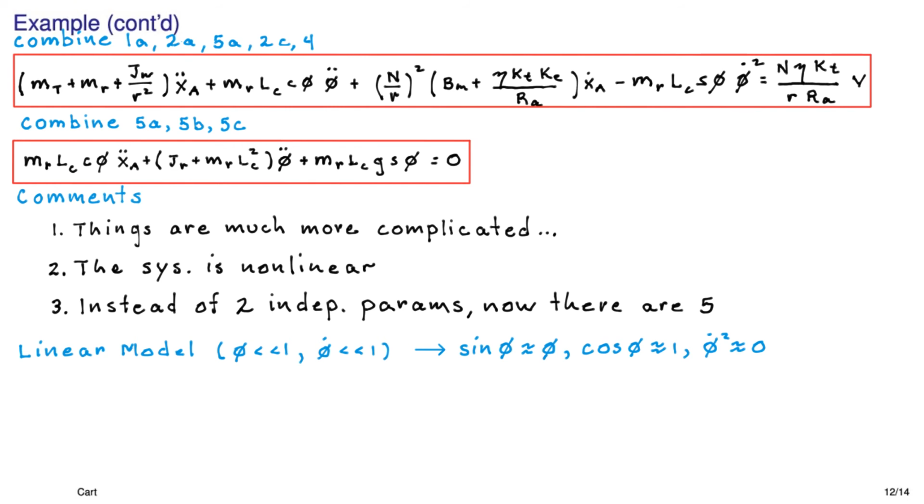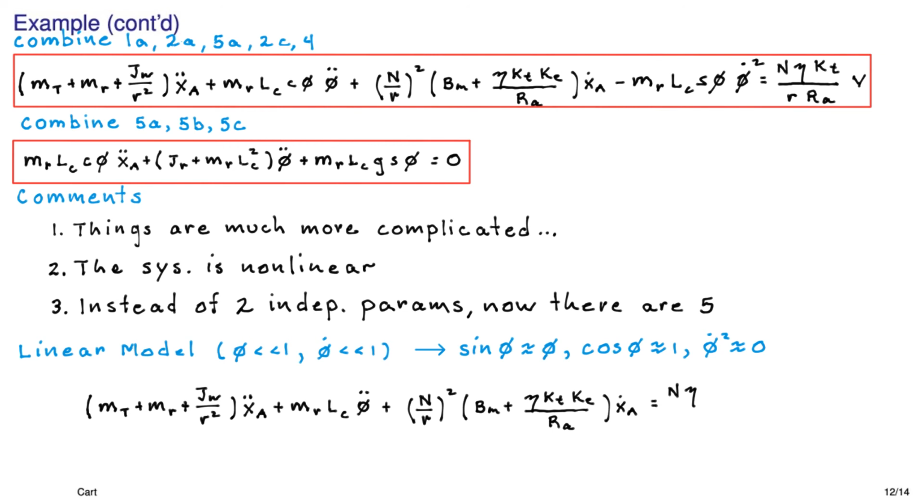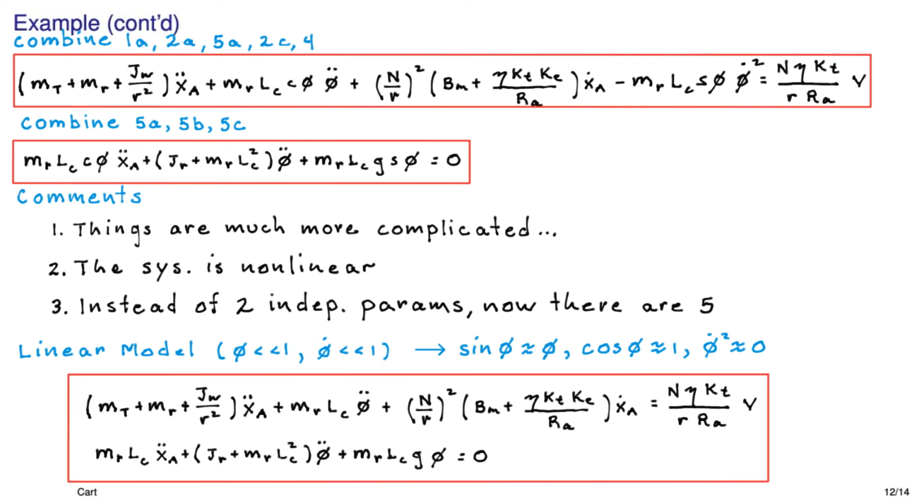Now, if the rod angle is relatively small, so phi is much, much less than 1, and it is not rotating too fast, so phi dot is much, much less than 1, then we can linearize this model quite nicely, and we get this. The phi dot squared term became 0, cosine phi is about 1, and sine phi is about phi, and so we get 2 beautiful linear differential equations. They're still more complicated than we had in the past, but they're not too bad.